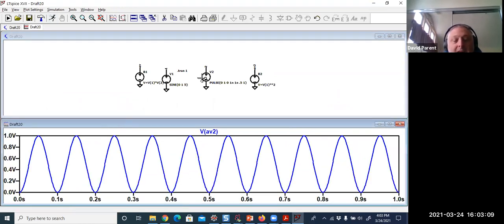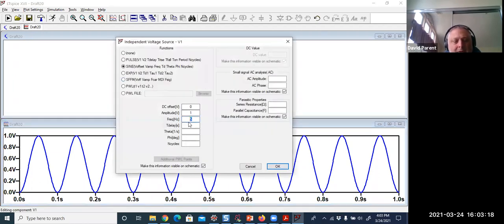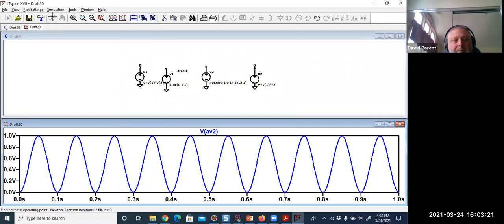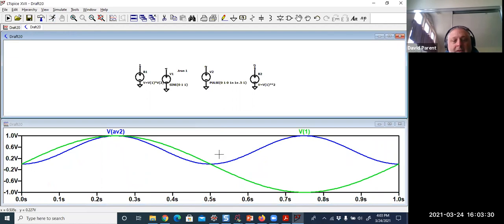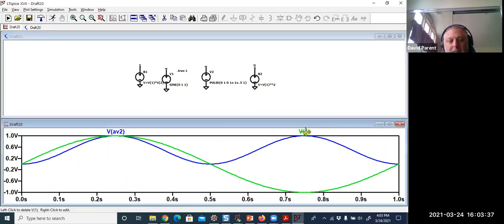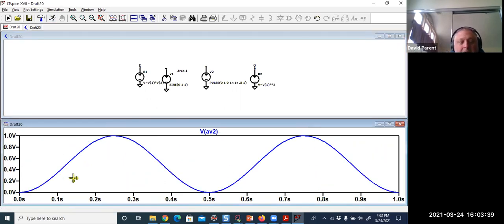Okay, so now what we have is a sine wave, and let's turn it back to 1 hertz. Keep it simple. So that's the sine wave, and then we square it, and this is the resulting signal.